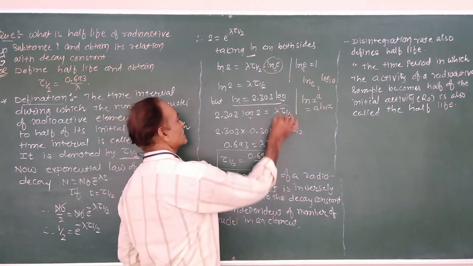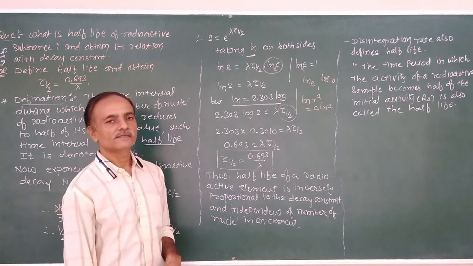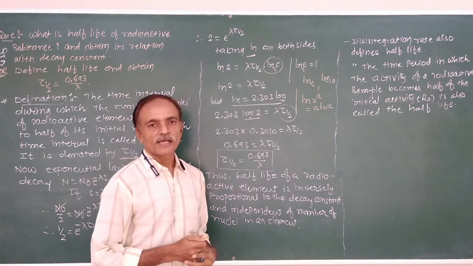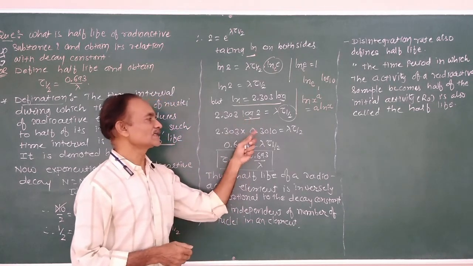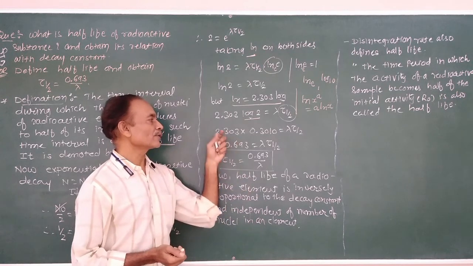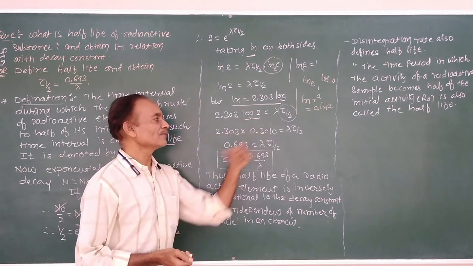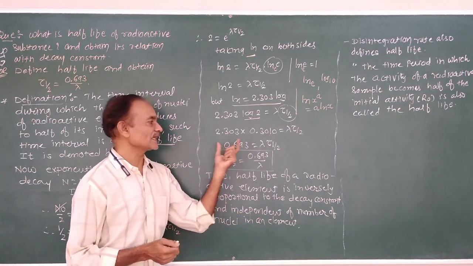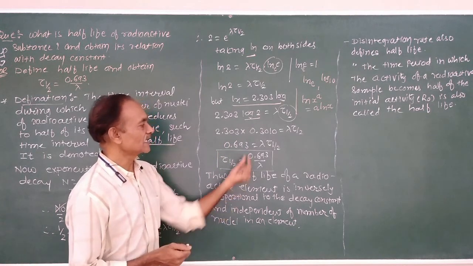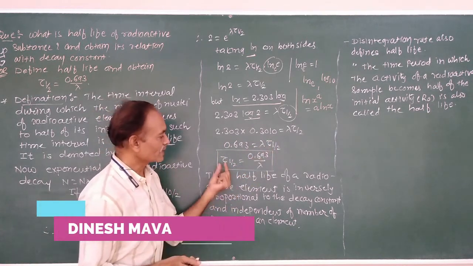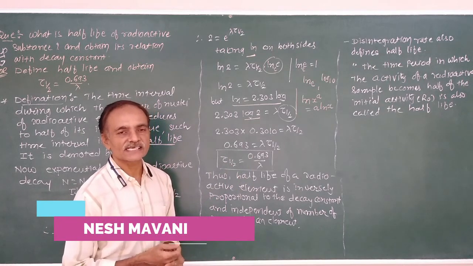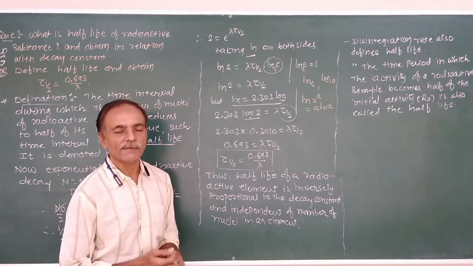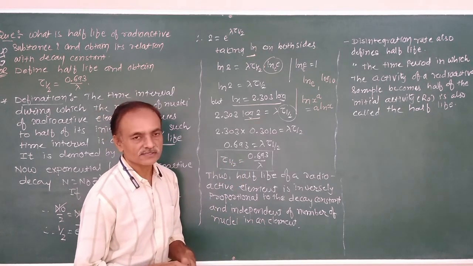We require the equation of τ half. For that purpose, we need to substitute the value of log 2. In the log table, log 2 is equal to 0.3010. Therefore, 2.303 into 0.3010 is equal to λ τ half. Now the multiplication gives 0.693 is equal to λ τ half. Therefore, τ half is equal to 0.693 upon λ. That is the relation between τ half and the decay constant, or the radioactive constant.